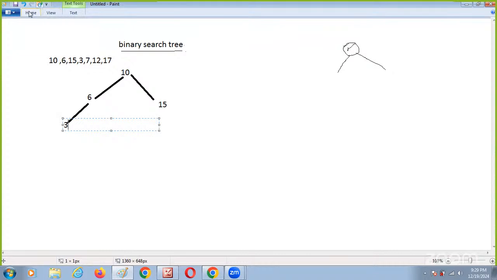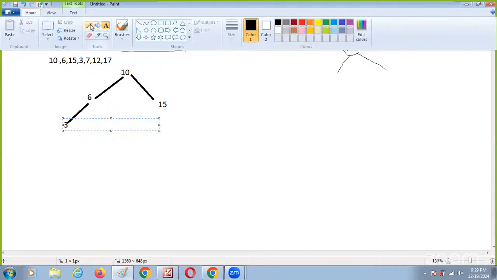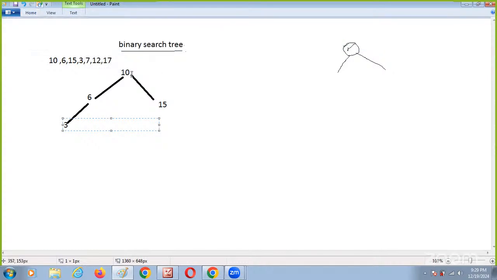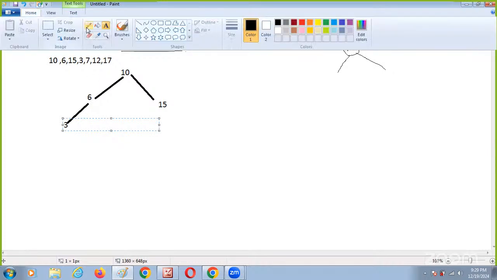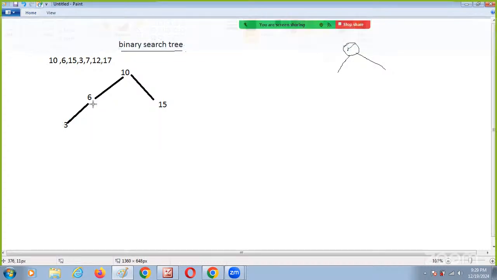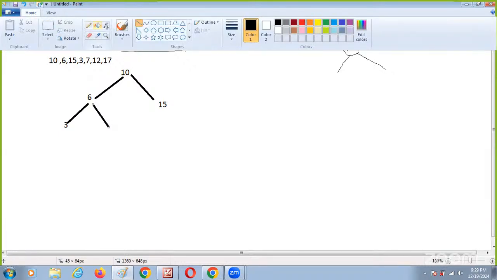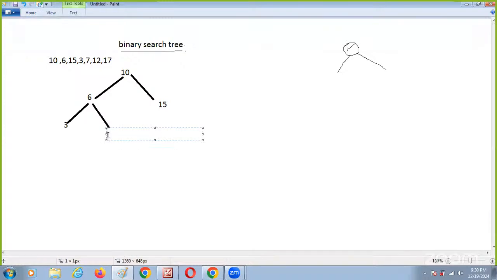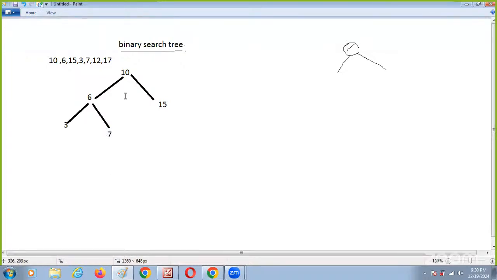Next, the element 7 came. Is 7 less than 10 or greater than 10? It is less than 10. When it is less than 10, you again have to check whether it is greater than 6 or less than 6. It is greater than 6. So the element 7 you have to place here. It is 7.